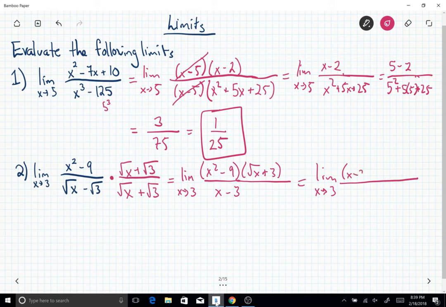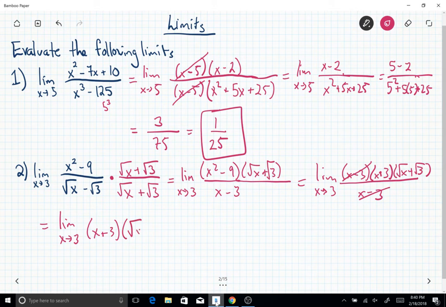So the numerator becomes x minus 3, x plus 3, and then the square root of x, oops, I forgot the square root of 3 there, square root of x plus the square root of 3, all over x minus 3. So notice our x minus 3's cancel, and what we're left with in this case of conjugation is the limit as x approaches 3 of x plus 3 times the square root of x plus the square root of 3. So notice this equals, so 3 plus 3, that's going to be 6.